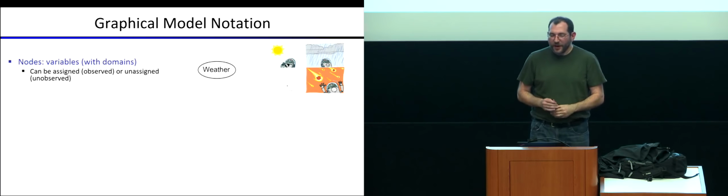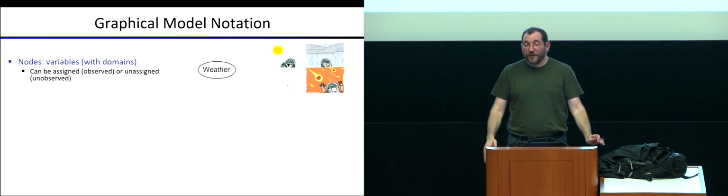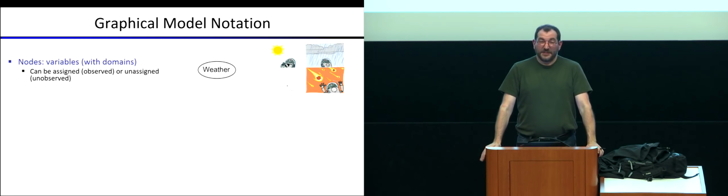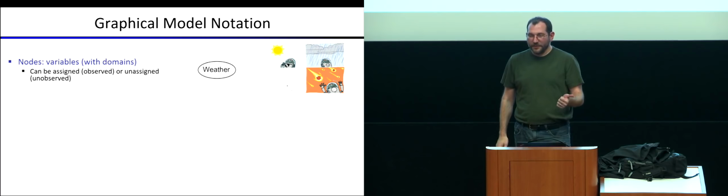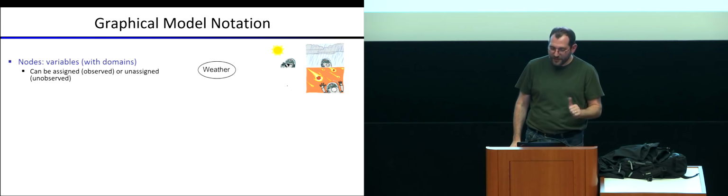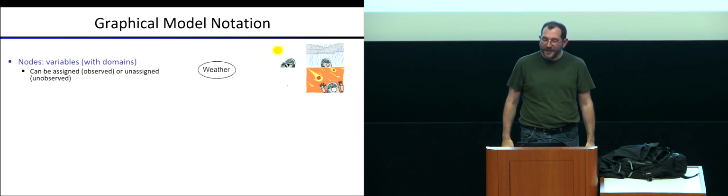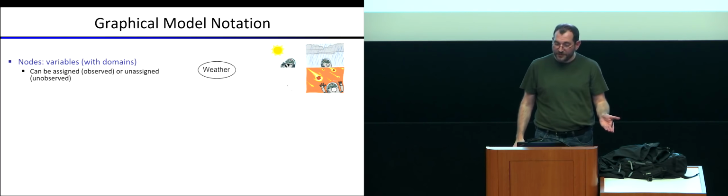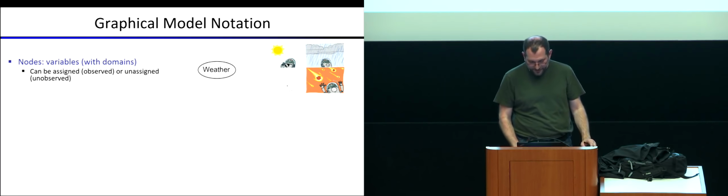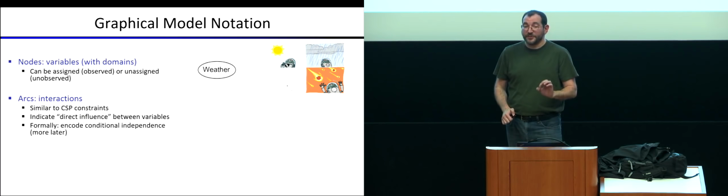Okay, so graphical model notation. What are graphical models? This is going to look a lot like CSPs. They're going to be graphs, so they have nodes in them. Those nodes represent variables, and those variables have domains. They can be unassigned, which is called unobserved, or they can be assigned, which is called observed, just like in CSPs. There are arcs, and the arcs represent interactions between variables.